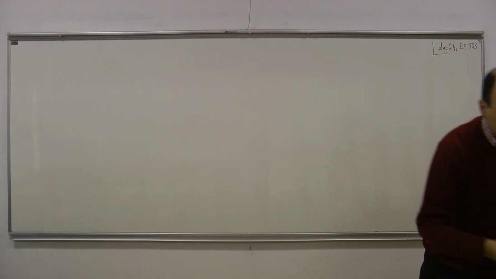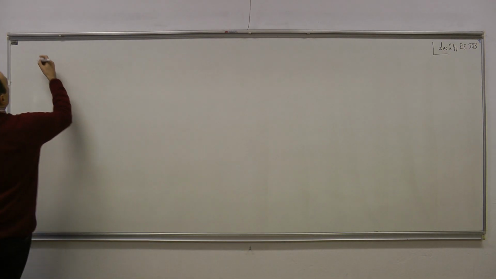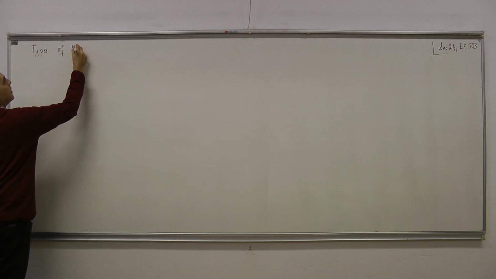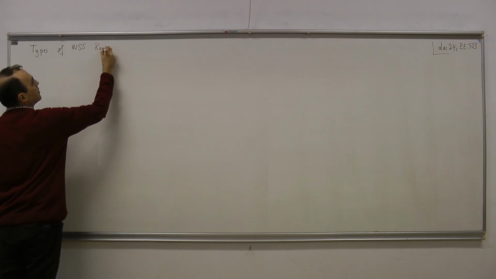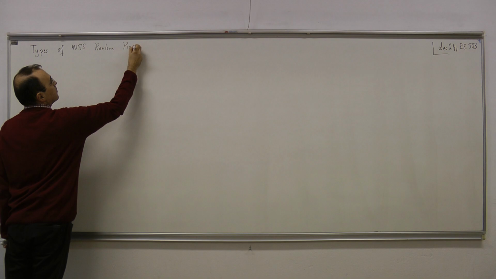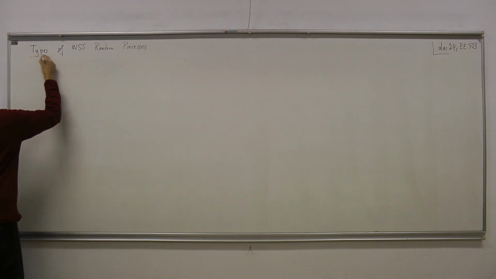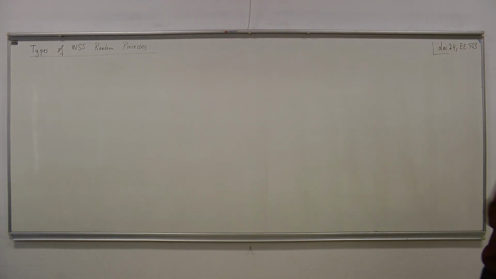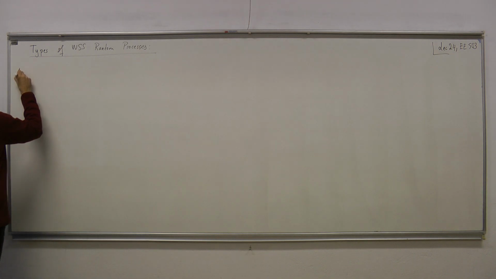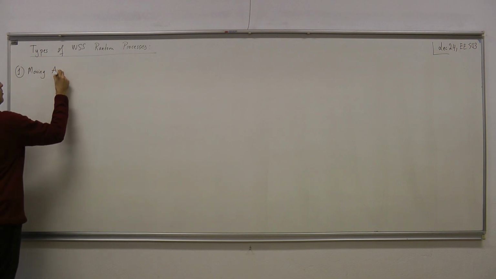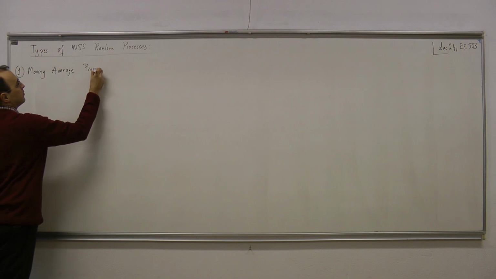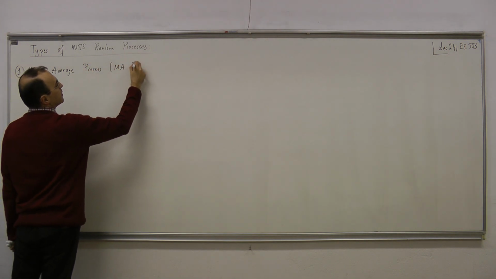Okay, so today we are starting the discussion of types of random processes, types of, let's say, white and stationary random processes. So the first one, number one, is called the moving average process. It's also called the MA process.